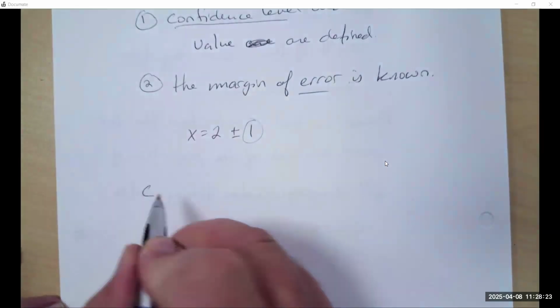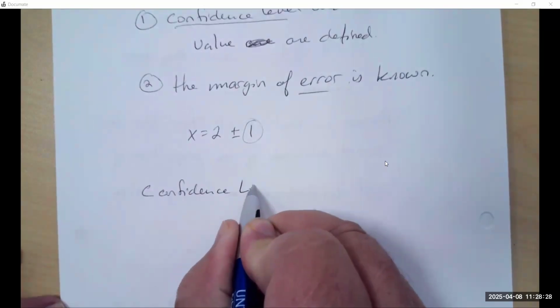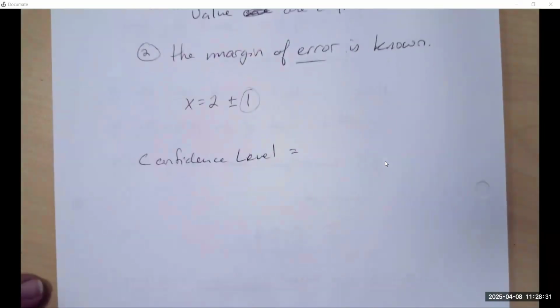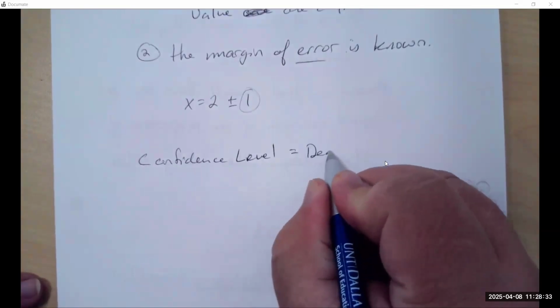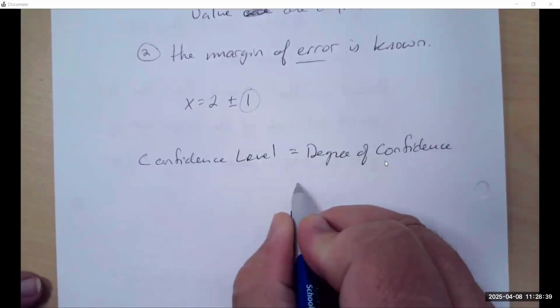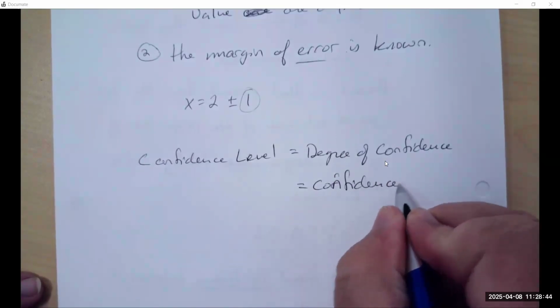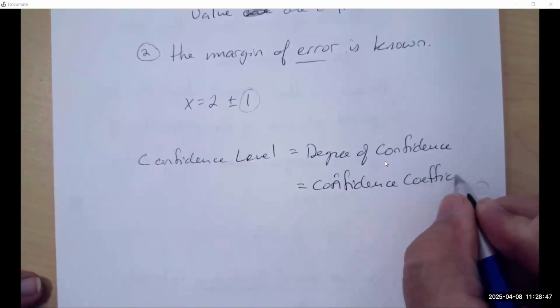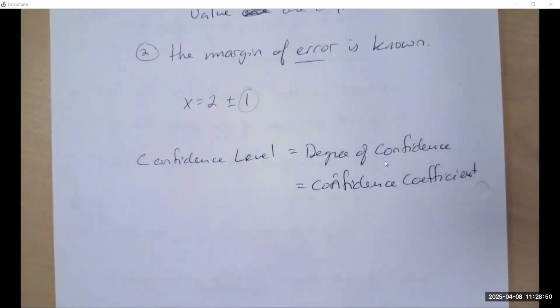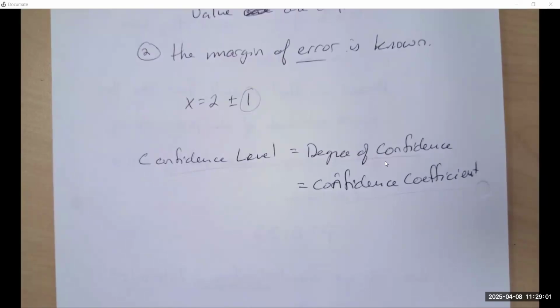Now, instead of confidence level, we sometimes use degree of confidence or the confidence coefficient. Those are synonymous words. All these words are the same thing. They mean exactly the same thing.